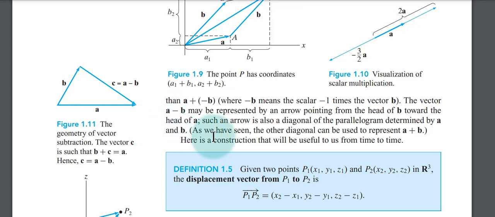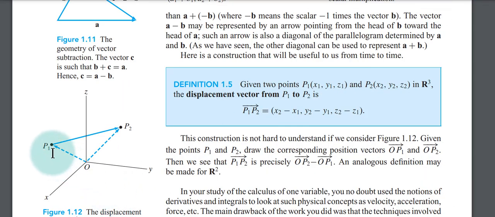Okay, so how does the book show this? They say suppose you have a vector A and a vector B, and we want to know the difference between A and B. They show here visually that it goes from the tip of B to the tip of A, and we can call it C. So the difference between A and B looks like this visually.